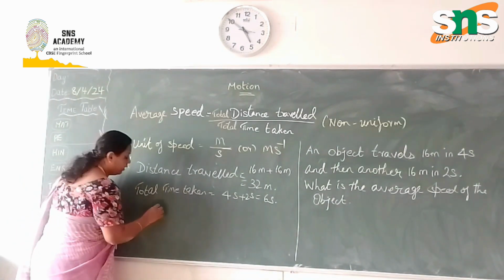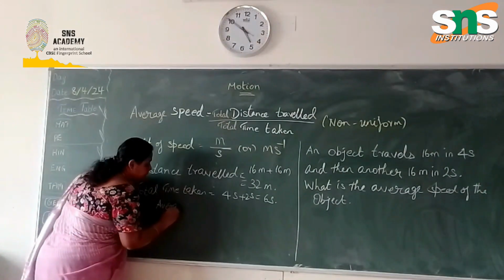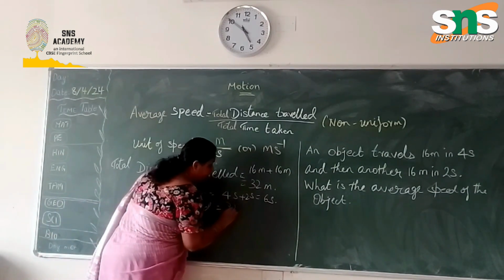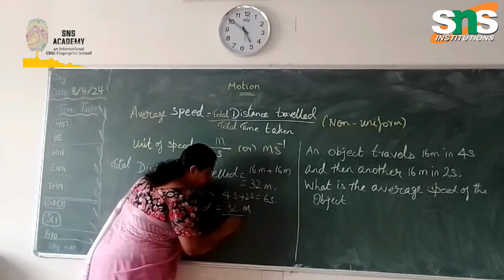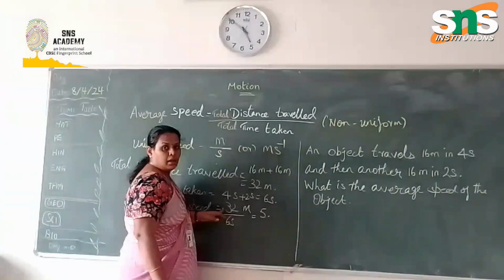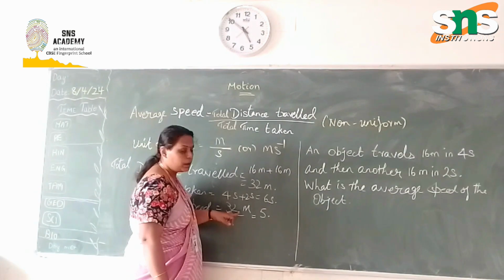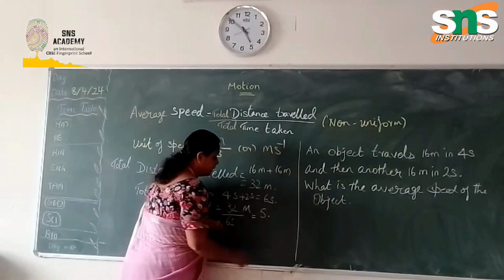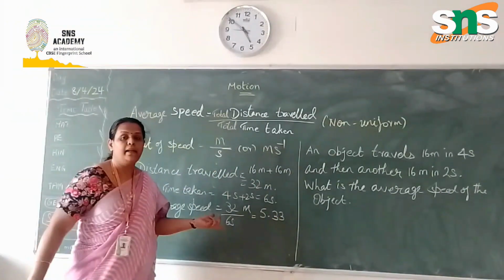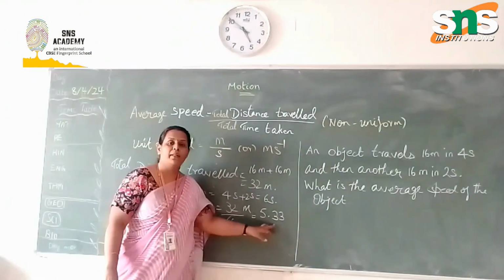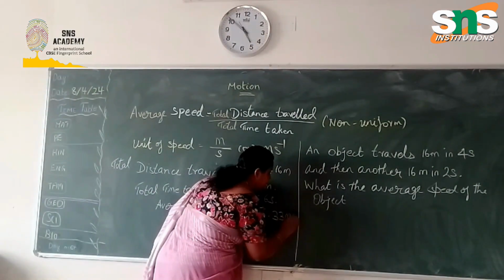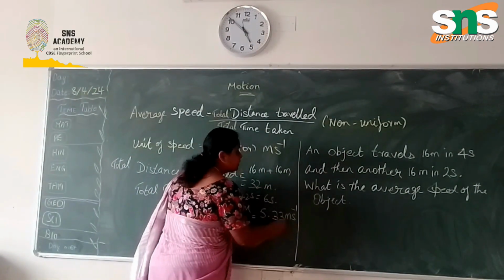Applying the values in the formula, average speed equals total distance travelled by total time taken, 32 by 6. 5 times 6 is 30. You can put a decimal here and add 0, so 20 becomes 20. Then 3 times 6 is 18, so at the end the answer is 5.33. At the end we have to write the unit. Yes, it's m s^-1. So this is the answer for this question.